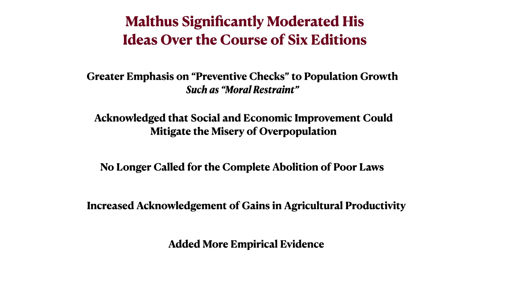He was deeply devoted to this project and really devoted much of his life to it. And over the course of these new editions, he had greater emphasis on preventive checks to population growth, but what he liked to focus on is moral restraint, not getting married, not having sexual relations. And he did have some acknowledgement that social and economic improvement could mitigate the misery of overpopulation. And he no longer called for the complete abolition of the poor laws, which did indeed happen, and increased acknowledgement that there can be gains in agricultural productivity. Most important is he added more empirical evidence. The first volume is very sparse on data.